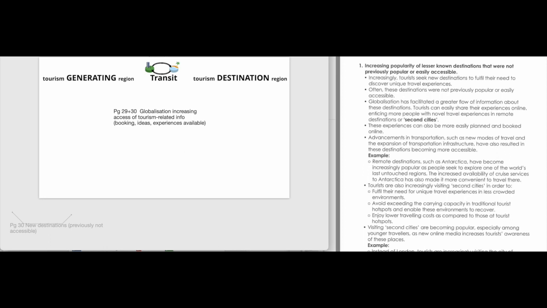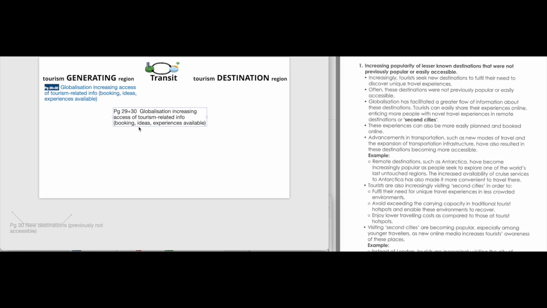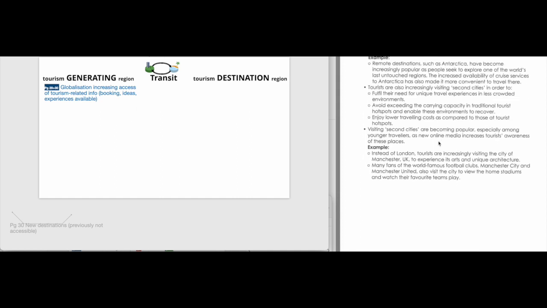Okay, now that you have decided where you will put them, personally, Mr. Low will put it here under generating region because it changes the behavior of the tourists. Tourists can find out more, it creates more demand for them to want to travel, and it allows them to find out where to travel as well. So it's something that is caused by changes to the tourist generating region. Okay, next question. Let's go to the next factor.